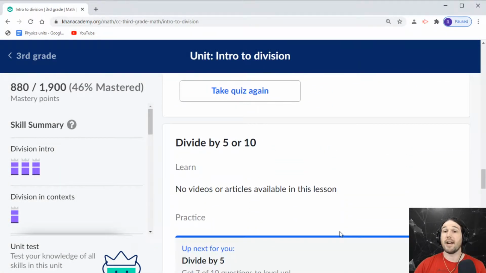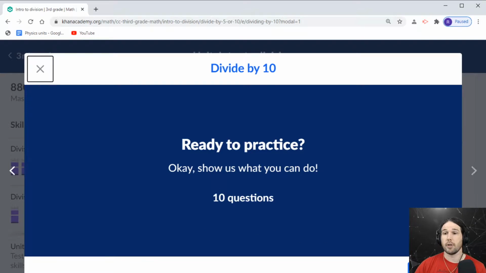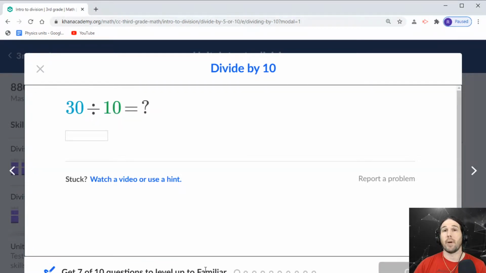All right, divide by 5 or 10. Now, I actually want to do divide by 10 first because this is one that I'm really, really good with. Look, when I said you multiply by 10, you just add a 0. With dividing by 10, you're just taking off a 0. That's it. Divide by 10, take off a 0.